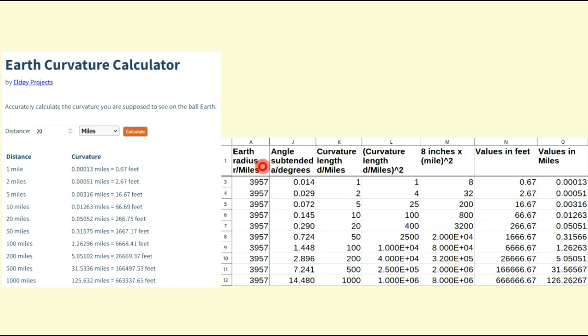I've done the Earth radius in terms of miles of 3,957. Angle subtended, curvature length times, etc. 8 inches per mile squared. And I'm going to compare from an initial comparison.